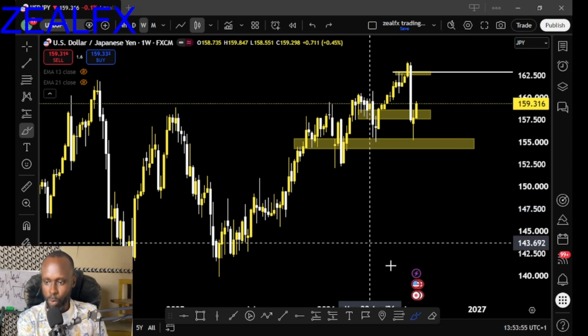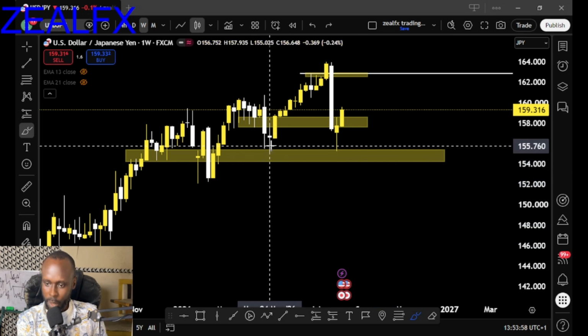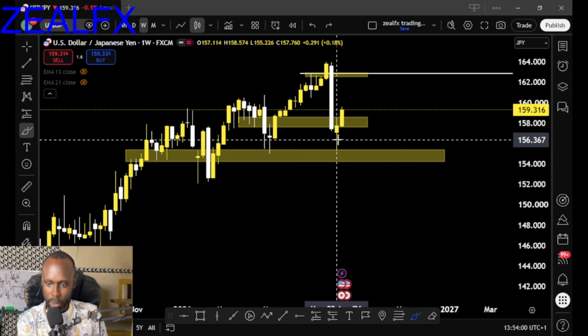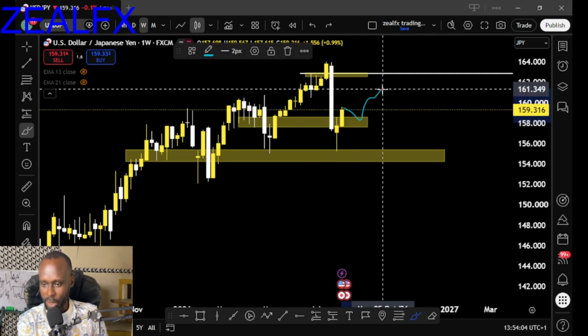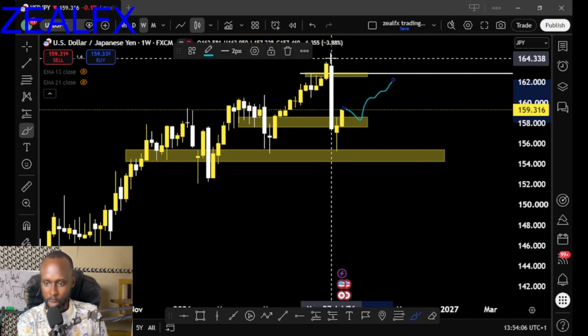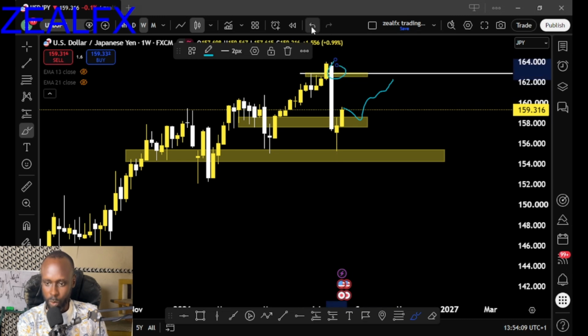So long as we have this bullish structure, we have to look at our area of interest for us to join the buys on the USD JPY. So we expect price today to make a retest, then we start looking for possible buying opportunity to the top. We expect price to move to this resistance area on the USD JPY.